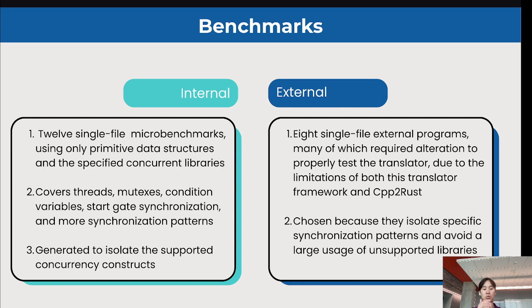So we need to try to limit the use of other libraries in C++ and only use primitive data structures. For the external programs, I found 8 external programs on GitHub, primarily the ones that specified specific synchronization patterns and avoided large uses of unsupported libraries. This was due to the fact that CPP2 Rust cannot translate some unsupported libraries, and because I wanted to increase the number of synchronization patterns that our translator was exposed to.